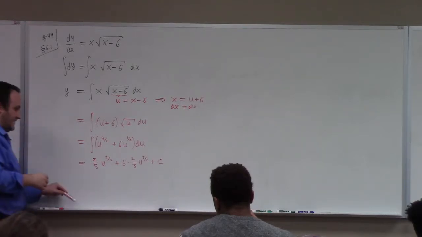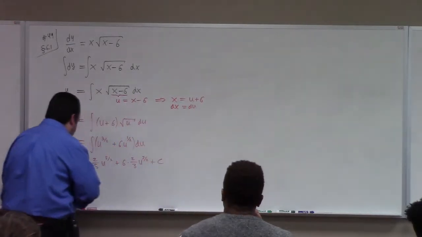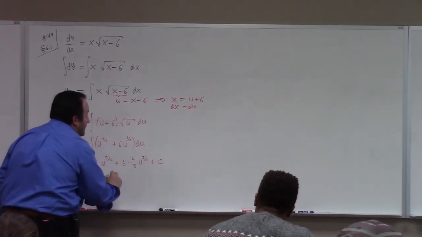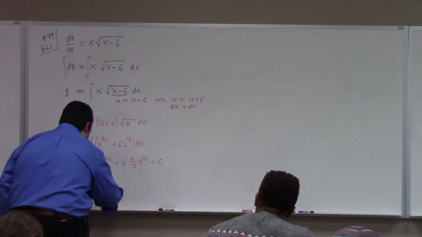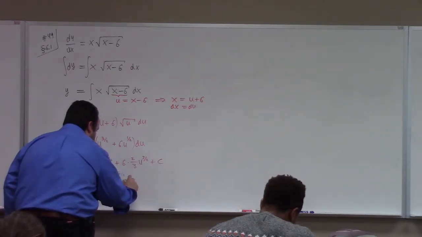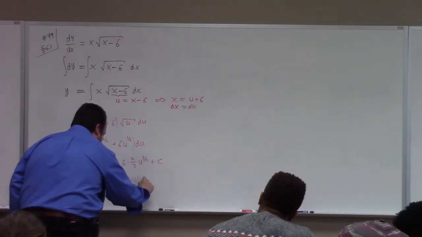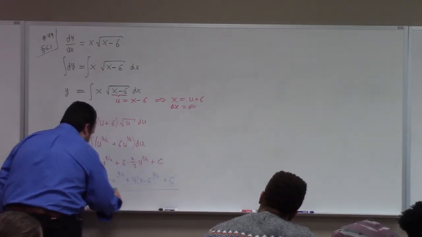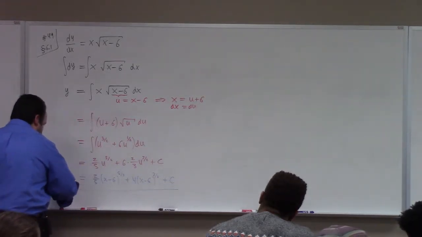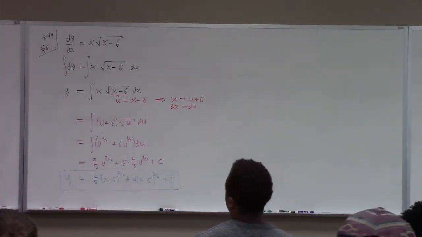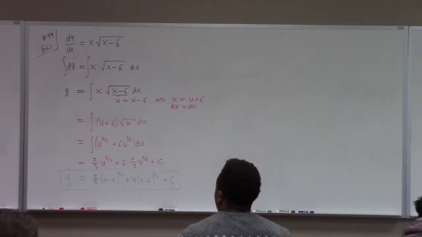which gives us 2/5 (x minus 6) to the 5/2 power, plus 12 over 3, which is 4, times (x minus 6) to the 3/2 power, plus a constant. And there you go, y equals that. Of course, if this is an odd problem, the answer in the back of the book might be simplified perhaps, but this is a good answer.